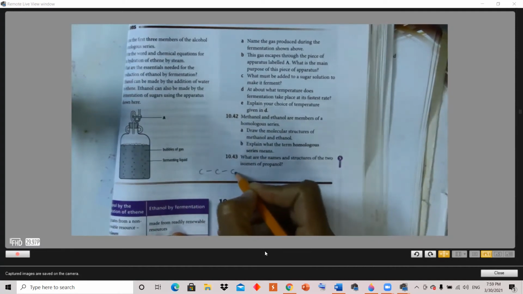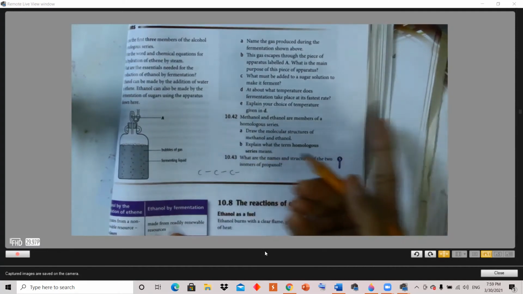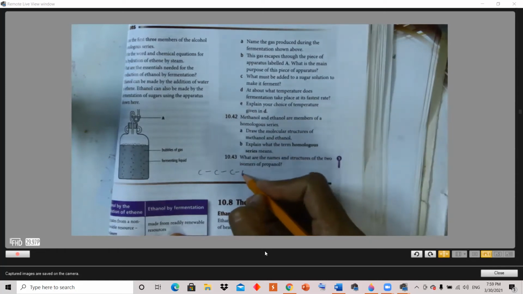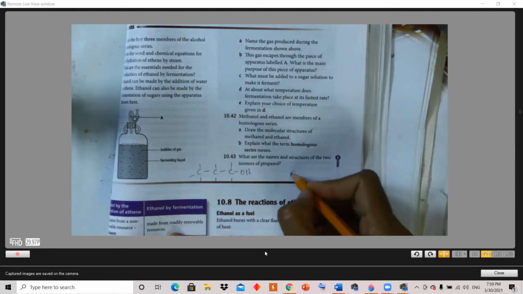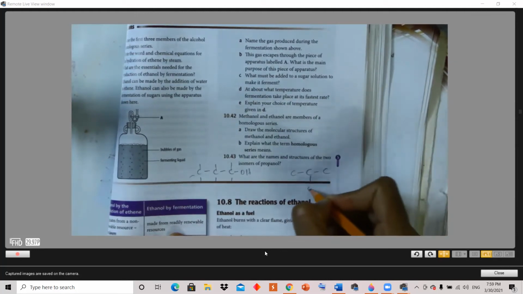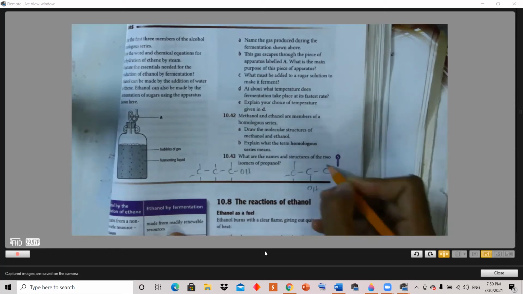What are the names and structures of the two isomers of propanol? You have 3 carbons, right? So just shift the position of the OH, the functional group. One isomer is propan-1-ol and the other is propan-2-ol. Just shift the position of the OH. And so we are done with these questions.